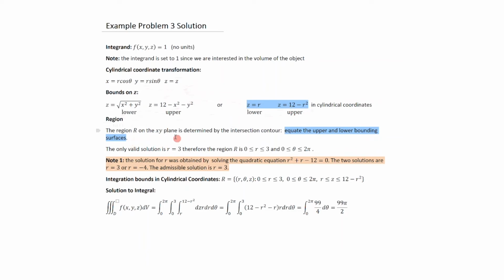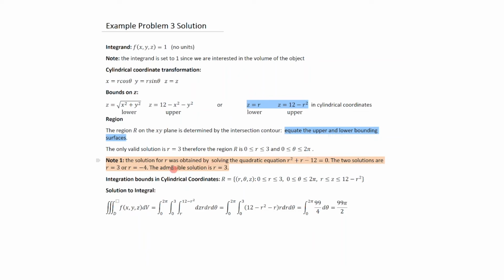The region r on the xy plane is determined by the intersection contour, which is obtained by equating the upper and lower bounding surface. That means equating this with this. It turns out the only solution that's valid is r equals 3. Therefore, the region r is from 0 to 3 with respect to r, and you do a full circle, so theta is from 0 to 2 pi.